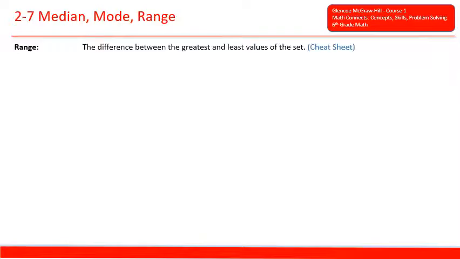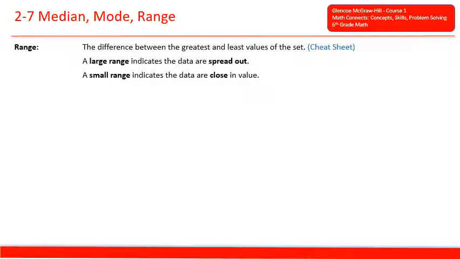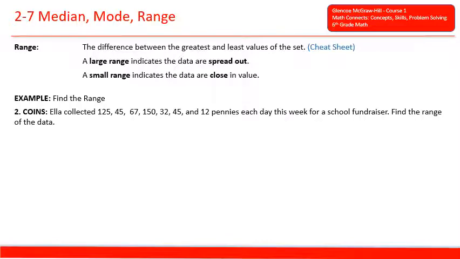And then there's the range, the difference between the greatest and the least value of the set. So a large range indicates the data are spread out, and a small range indicates the data are close in value. So here's an example. Ella collected 125, 45, 67, 150, 32, 45, and 12 pennies each day this week for a school fundraiser. Find the range of the data. So that's how many pennies she found each day.